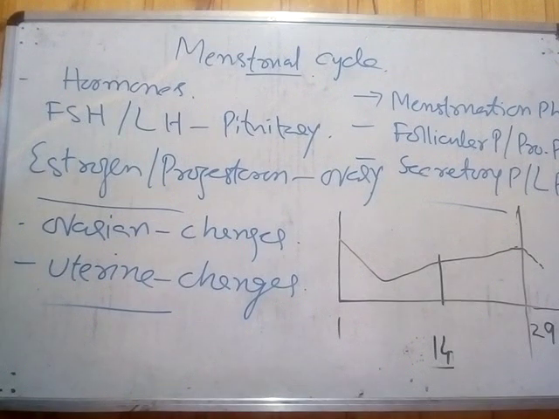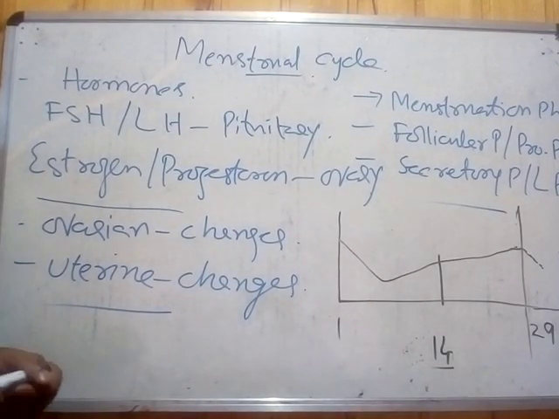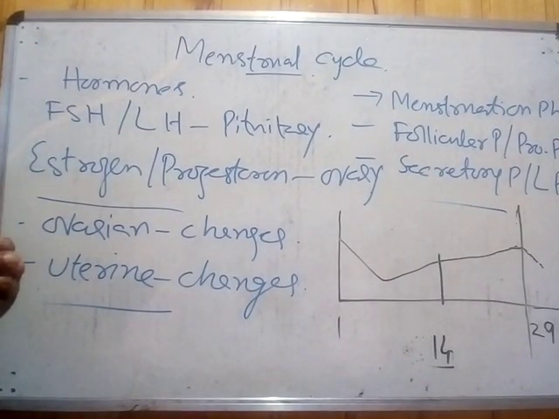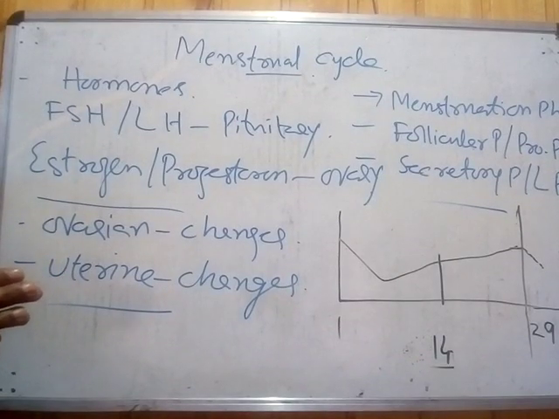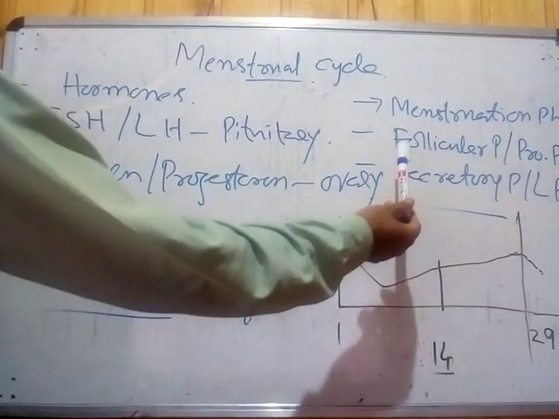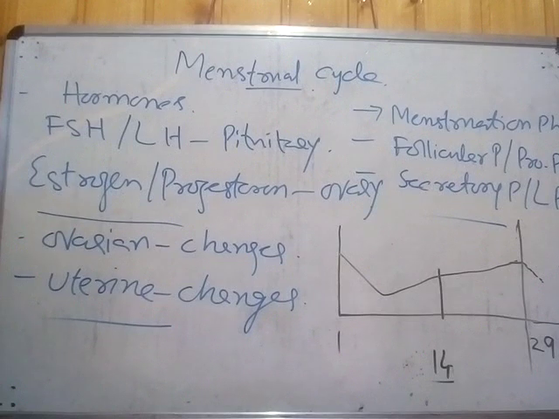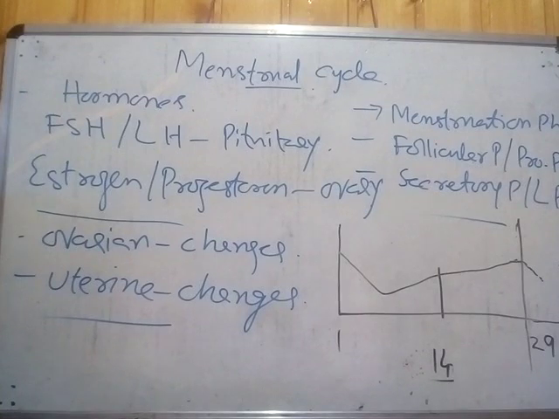What is this follicle? Inside the ovary, when the primary oocyte continues with the meiosis at the age of puberty during the menstrual cycle, this primary oocyte gathers some extra cells around it, and the structure is known as follicle. And that is why this phase is known as follicular phase. The development of follicle inside the ovary takes place after the bleeding process has stopped.